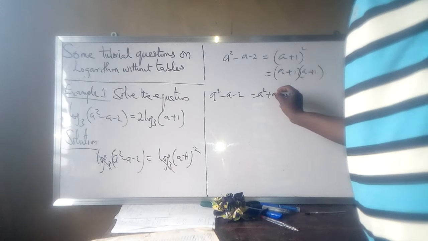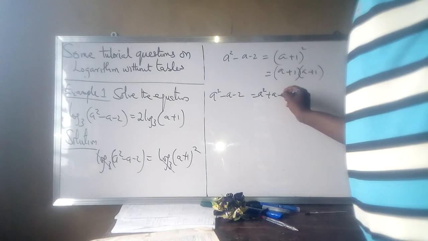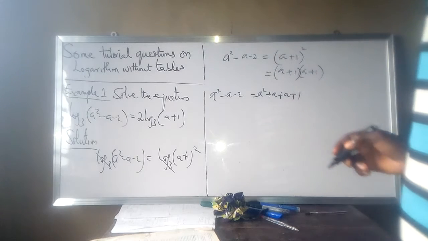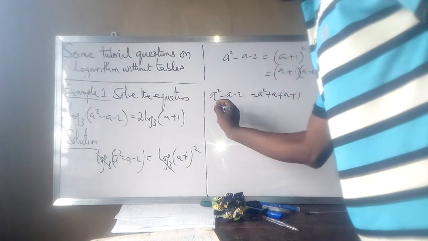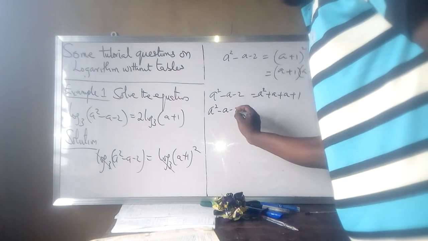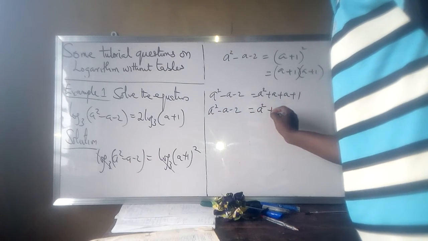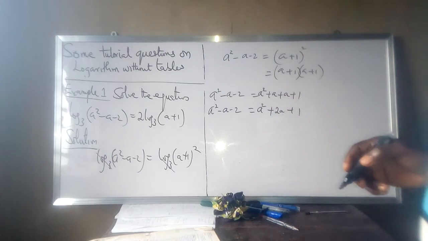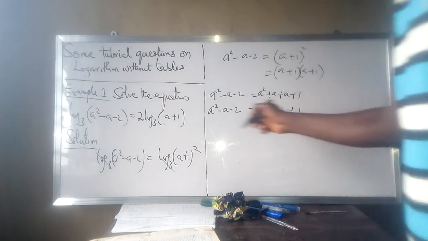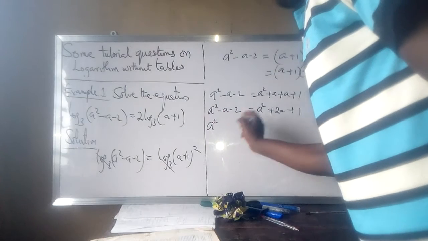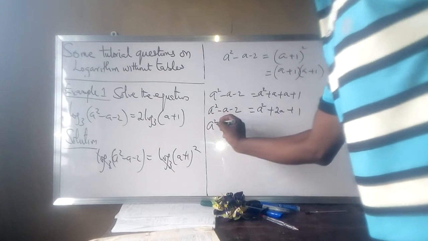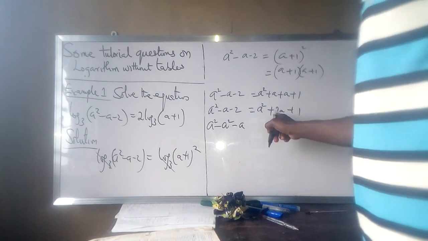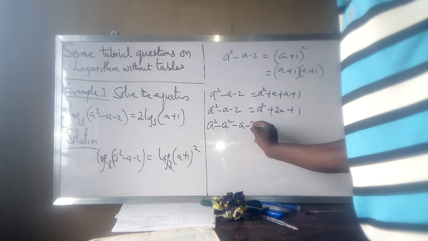then plus a times plus 1, that's plus a. Now plus 1 times plus a, that is plus a. Then plus 1 times plus 1, that is plus 1. So we have a squared minus a minus 2 is equal to a squared plus a plus a, that is plus 2a, plus 1. So we now collect like terms. By collecting like terms, we have a squared, you bring a squared there, it becomes minus a squared, then minus a, then plus 2a, when it comes here, it becomes minus 2a.